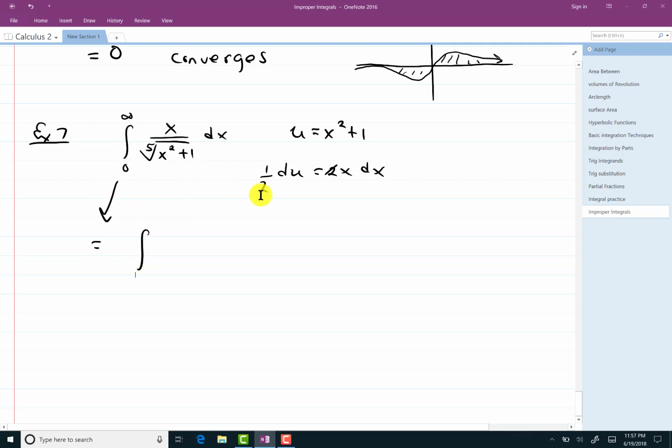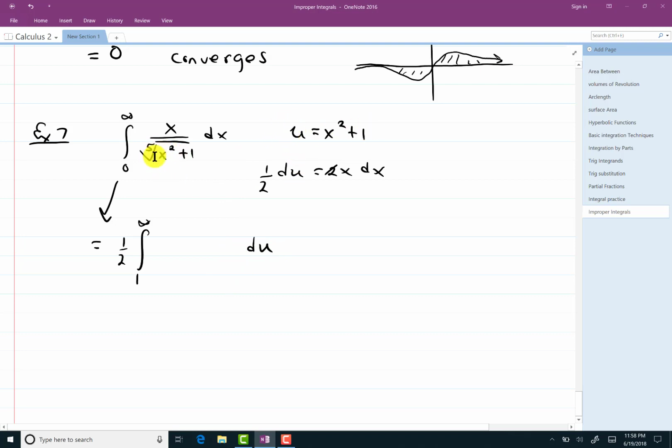Now, what do you think happens to the limits of integration? If I take x equals 0 and plug it in here, I will get u equal 1. If I take x equals infinity and plug it in here, infinity squared, you should hopefully understand that's still an infinity. Plus 1 is just a little bit more of an infinity. So we have 1 to infinity. I'll put the 1/2 out front. x dx was my du, part of the du anyways. And then u was x squared plus 1.